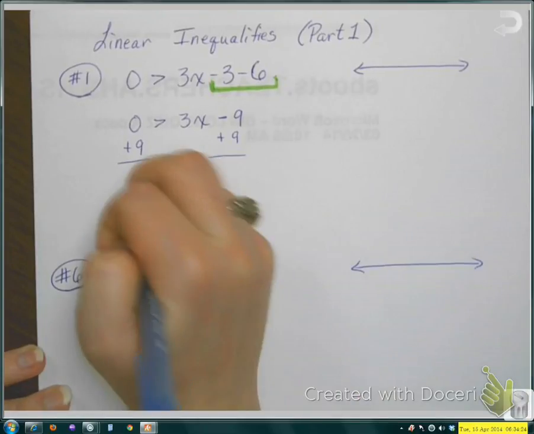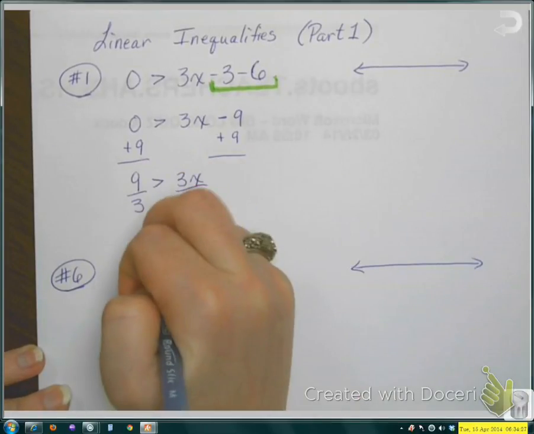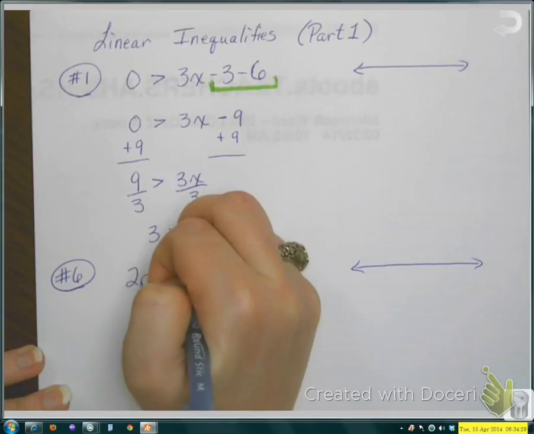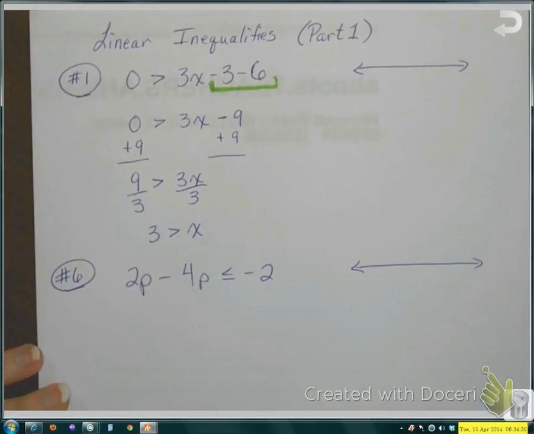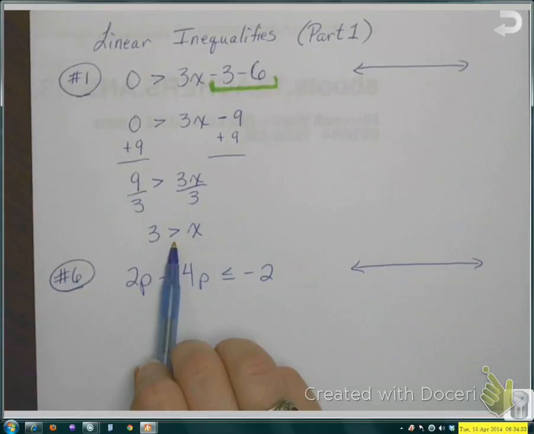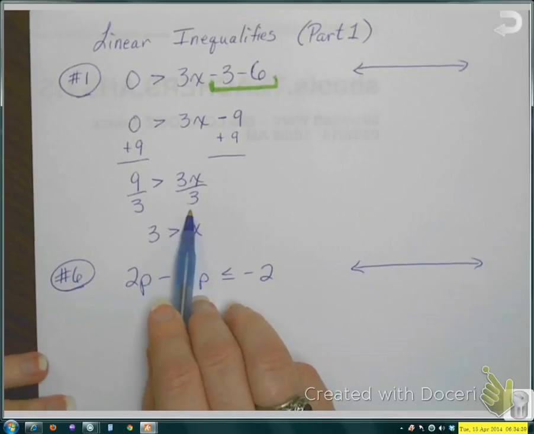Now I divide by 3. And the question becomes, do I have to change that inequality symbol when I divide by 3? And the answer is no. I only change the inequality symbol, or flip the inequality symbol, if I multiply or divide by a negative. Since 3 is positive, I don't have to change it.